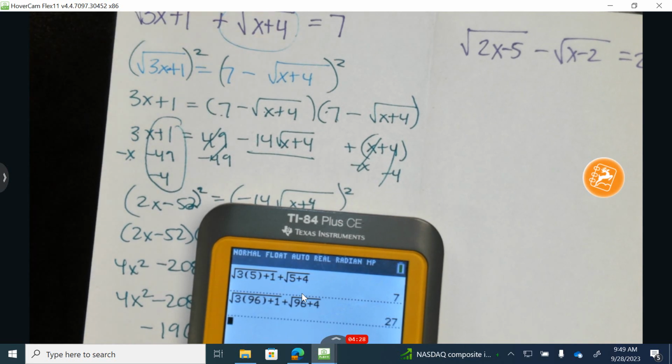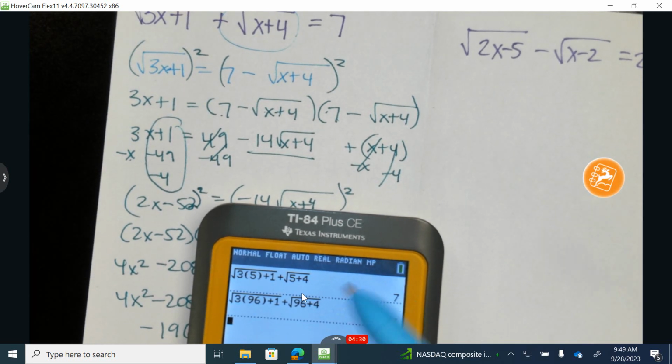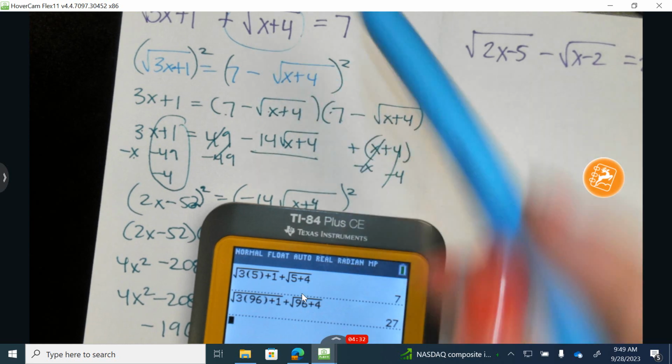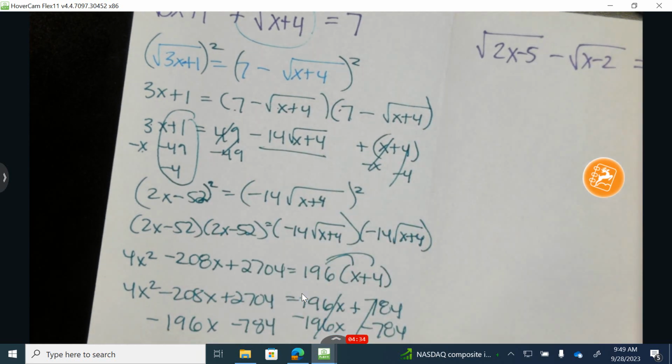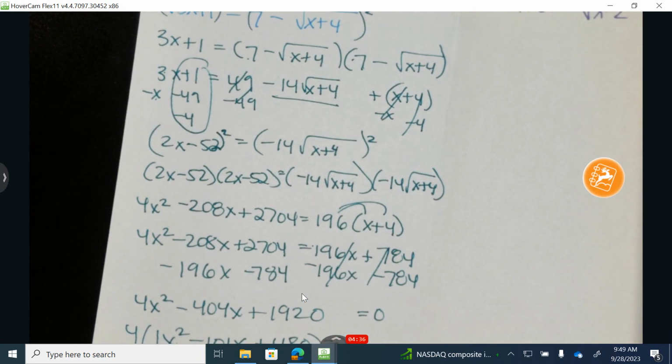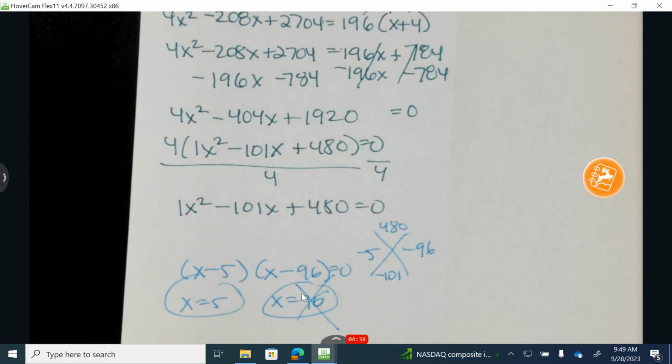Again, we want it to equal 7. It does not. Let's make sure I did plug this in correctly. So I have 96. That works. 3 times 96. So my only answer here is 5. My only answer that works here is 5. 96 is not.